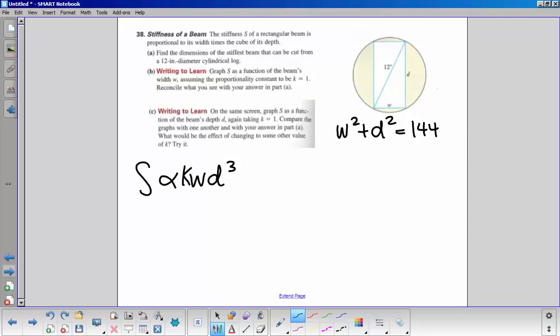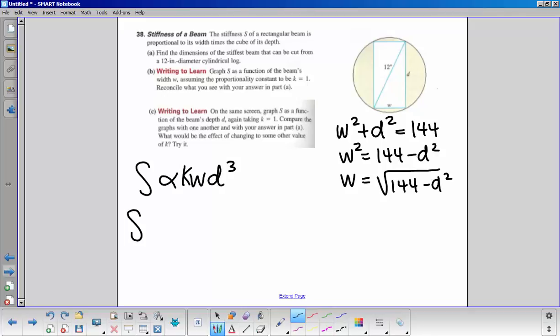Now, there's no easy way to go on this. We could solve for W or we could solve for D. I think I solved for W here, because then it doesn't involve a third or 3 halves. So W squared equals 144 minus D squared. W equals the square root of 144 minus D squared, right? So S is equal to K, because K is just a constant. It's going to go along to the right anyway.